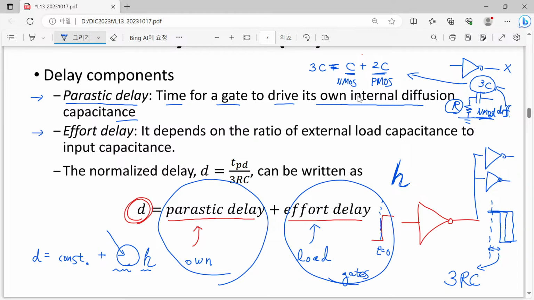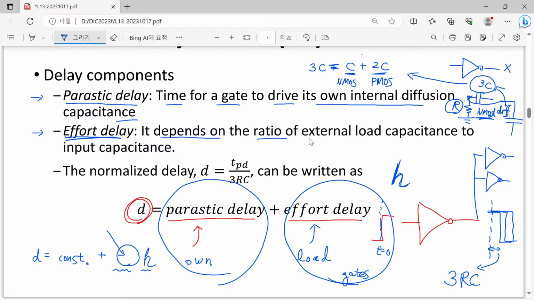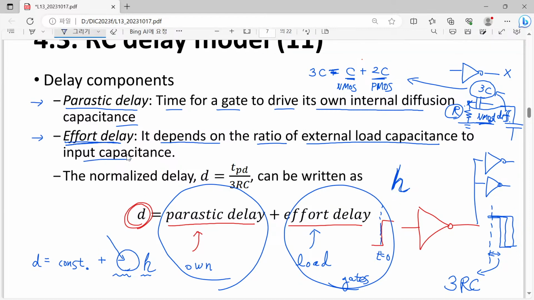However, if we add more capacitance here, if we introduce more capacitance in parallel to this node, then that will give us additional time delay, and that is called effort delay. This effort delay depends on the ratio of external load capacitance to input capacitance. Okay? This is fair now.